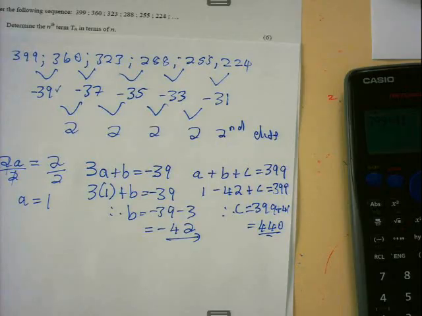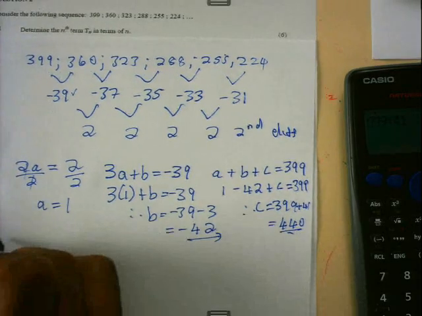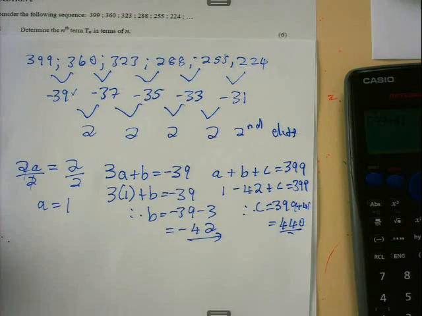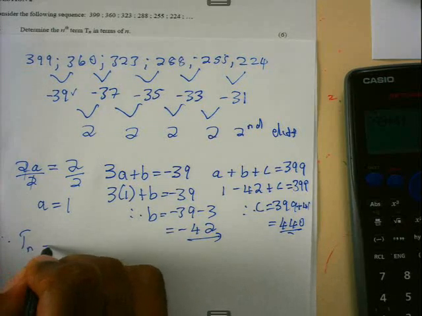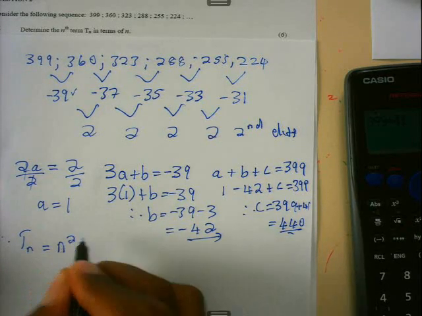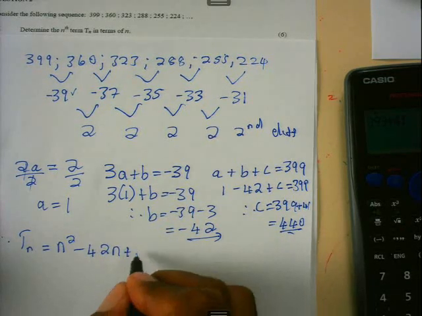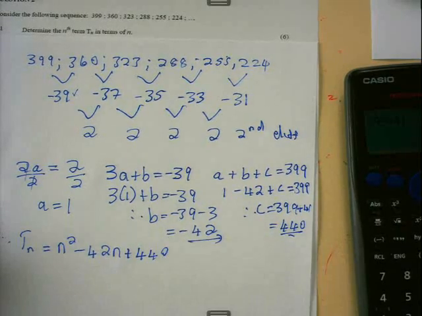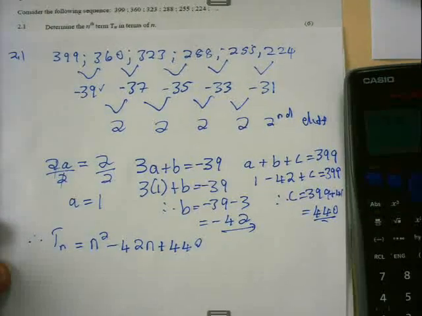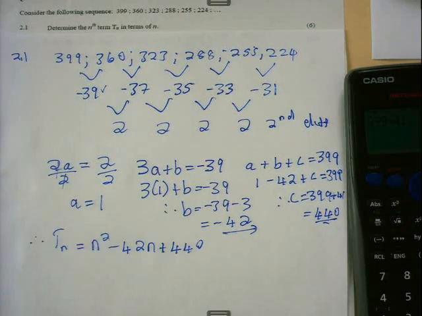Boys and girls, look at this smile now. I can see you are happy with the value of A, the value of B, as well as the value of C. Very, very important. Now we can end this to say the final answer here is Tn is equal to n squared minus 42n plus 440. That is 2.1, the nth term Tn of the sequence in terms of n. Very, very important.